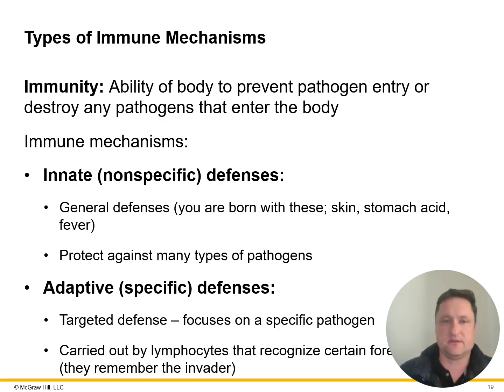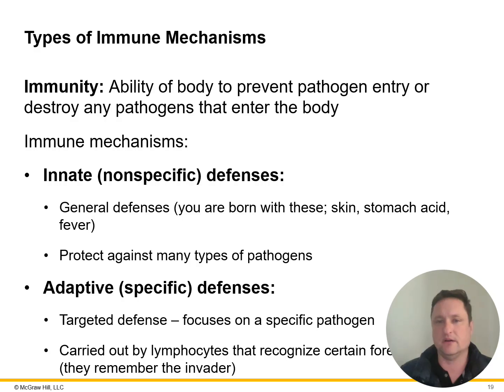All right, so immunity is the body's ability to keep pathogens out or destroy any that get in. It's twofold. We use two coordinated mechanisms. First is innate or non-specific defense. This is defense that we're born with. So think broad, fast protection.